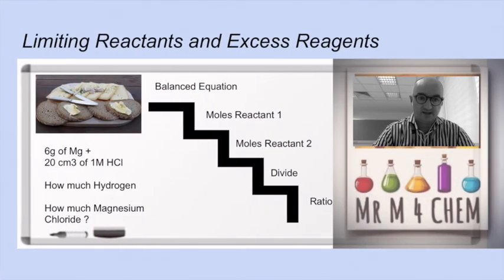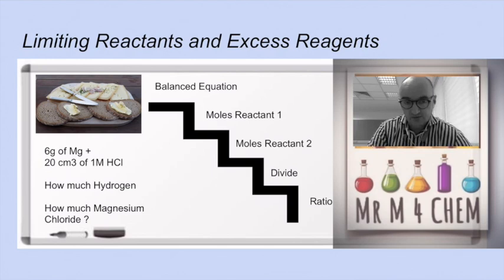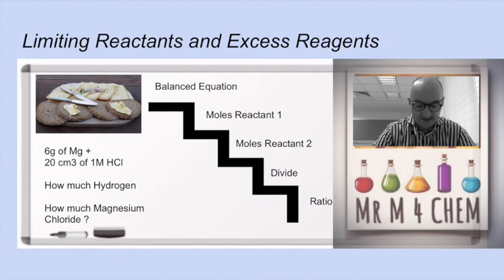Now, limiting reactant and excess reagents. These come up regularly. They are straightforward arithmetically. The steps that I am proposing you use: the first one, students always forget it, is to balance the chemical equation.